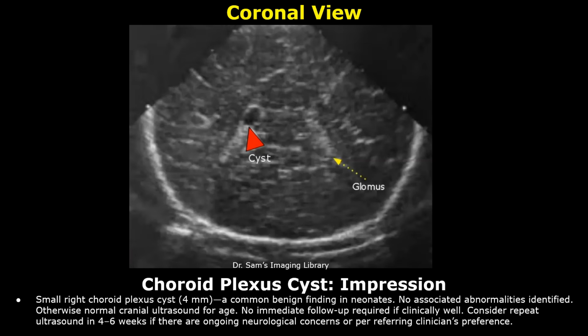This is the impression. Small right choroid plexus cyst, 4 millimeters. A common benign finding in neonates. No associated abnormalities identified. Otherwise, normal cranial ultrasound for age. No immediate follow-up required if clinically well. Consider repeat ultrasound in 4 to 6 weeks if there are ongoing neurological concerns or per referring clinician's preference.